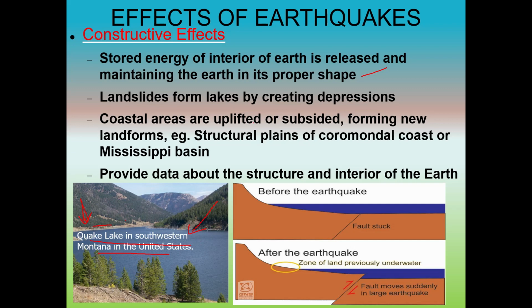Then coastal areas are uplifted. Here you can see previously it was a straight continental slope, but now because of the fracture, the coastal area has lifted up. Structural plains of the Coromandel Coast or Mississippi Basin are examples of it. Then it provides data about the structure and interior part of the earth.